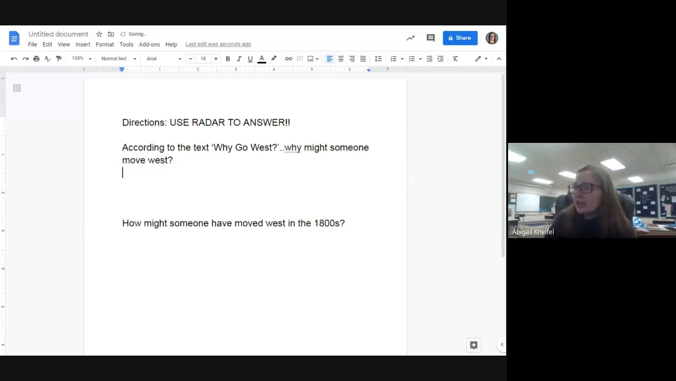This is literally the question I asked yesterday. Basically, as your homework, the homework was like, give me 3 reasons. I didn't say you had to use radar yesterday. So if you didn't use radar, no big deal. But I did say you had to restate the question yesterday, and I still had people that didn't restate that question.